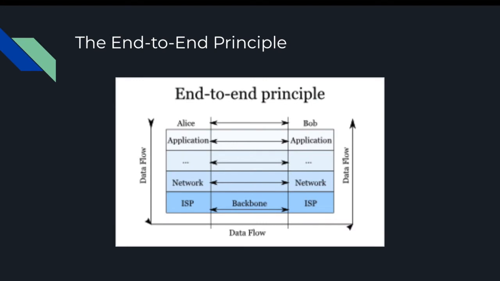So this image shows how the end-to-end principle works. Let's say Alice wants to send something to Bob. This just shows how the data will flow uninterruptedly from Alice to Bob, going all the way from the application stage down to the ISP, which is the backbone, and it will reach Bob, and it has not been modified or changed or manipulated in any way.